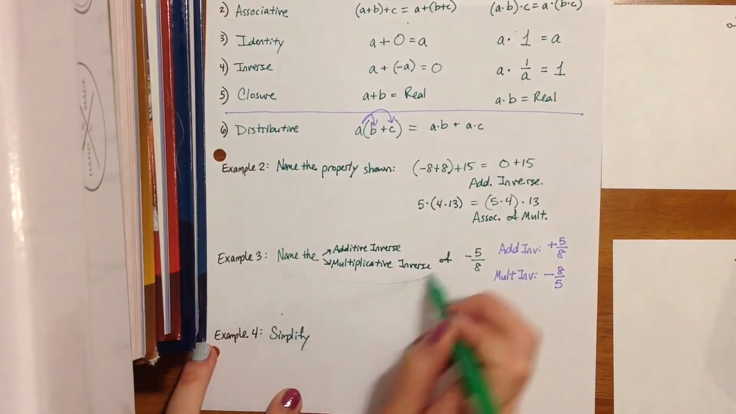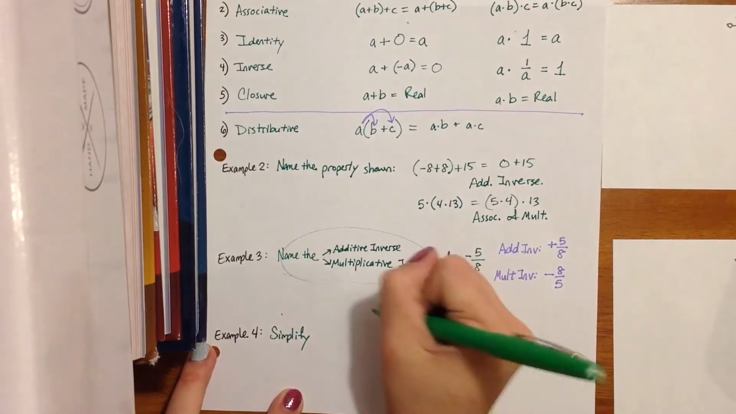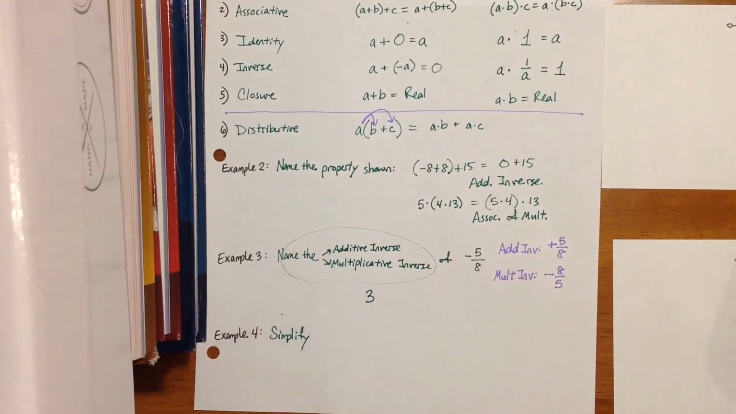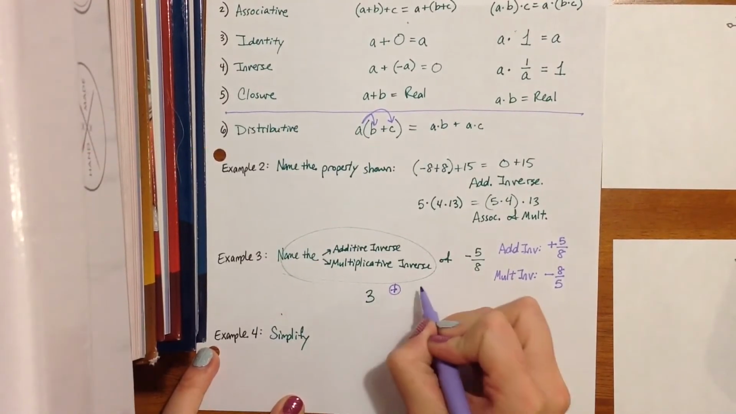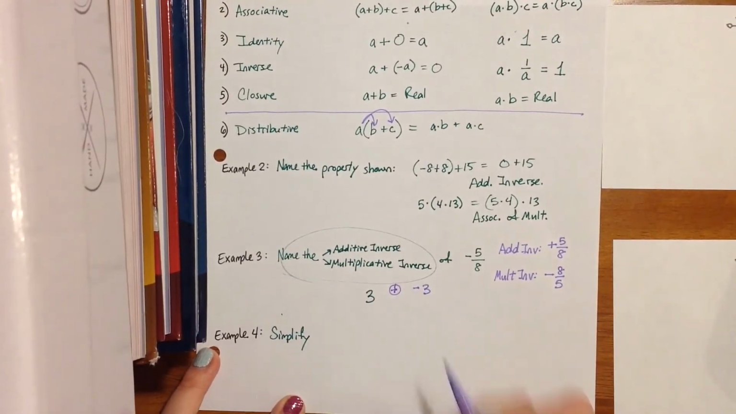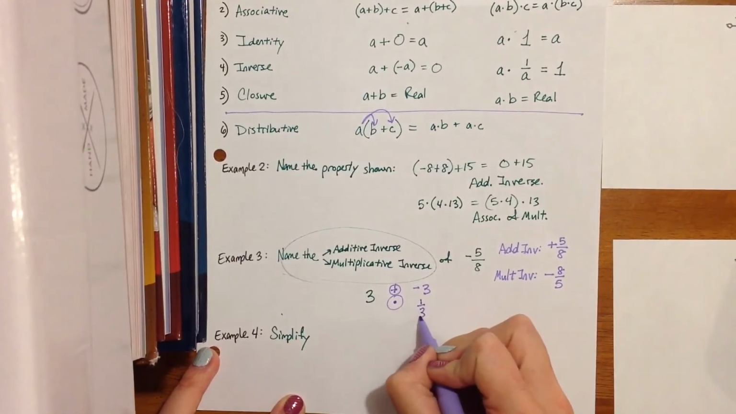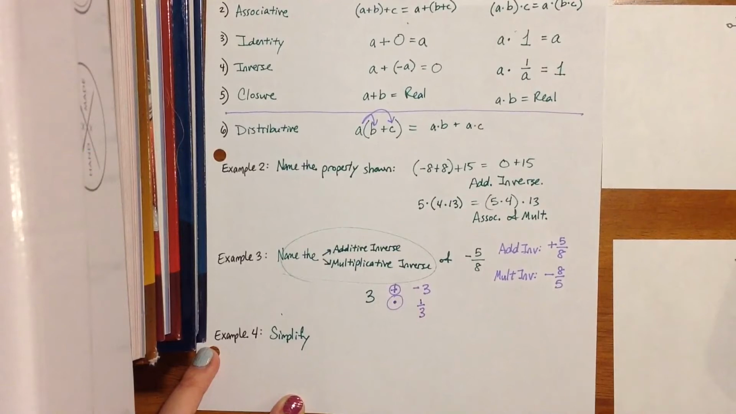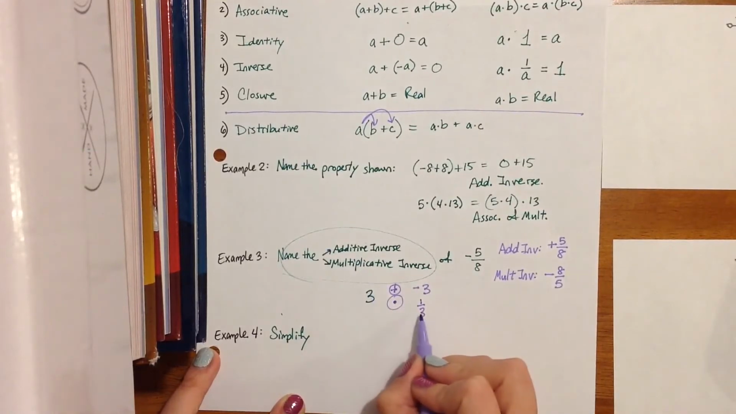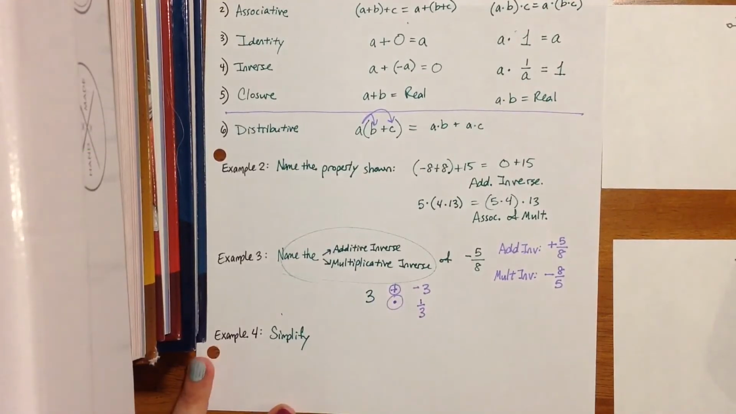There we go. So now try this one on your own. What if I ask this same question about the number 3? What is the additive inverse and what is the multiplicative inverse? Hopefully you're thinking my additive inverse is -3, and my multiplicative inverse is 1/3. If I add -3, I get back to 0. If I multiply by 1/3, I get back to 1.